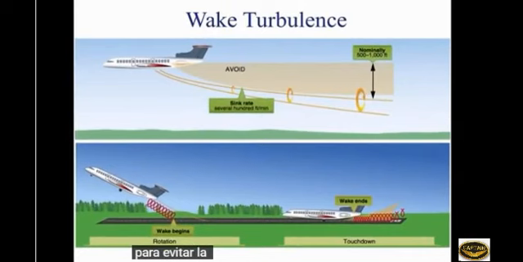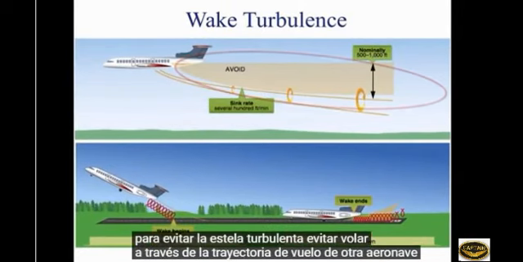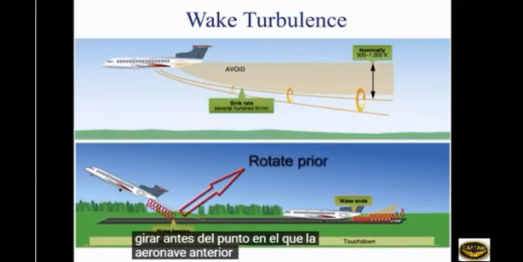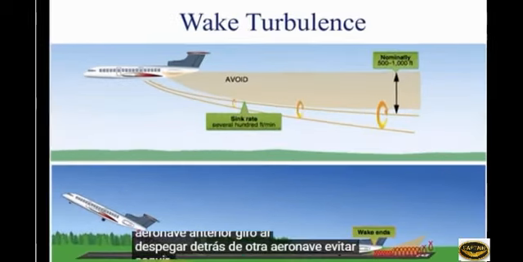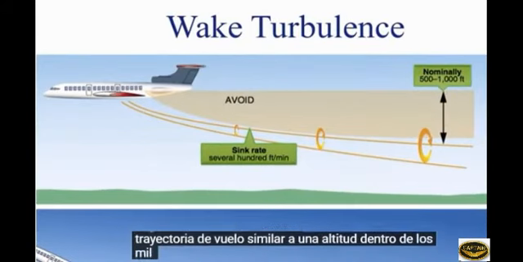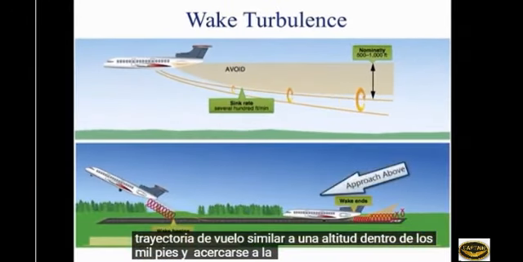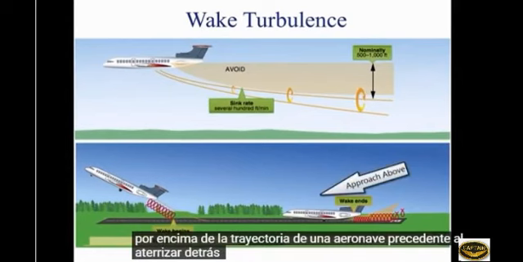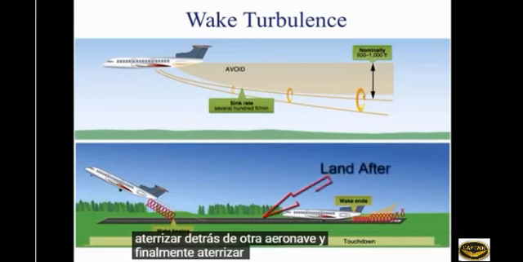To avoid wake turbulence, avoid flying through another aircraft's flight path. Rotate prior to the point at which the preceding aircraft rotated when taking off behind another aircraft. Avoid following another aircraft on a similar flight path at an altitude within 1,000 feet, and approach the runway above a preceding aircraft's path when landing behind another aircraft. And finally, touch down after the point at which the other aircraft's wheels contacted the runway.